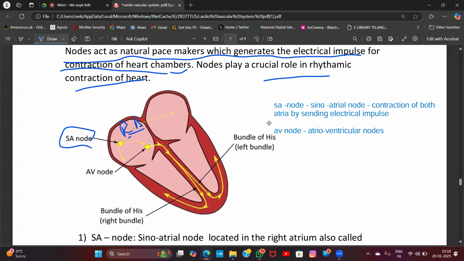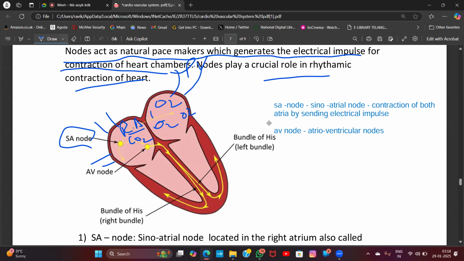Which blood is present in the right atrium? CO2 rich blood, through the superior vena cava and inferior vena cava. In the left atrium, which blood is present through the pulmonary vein? Oxygenated blood.